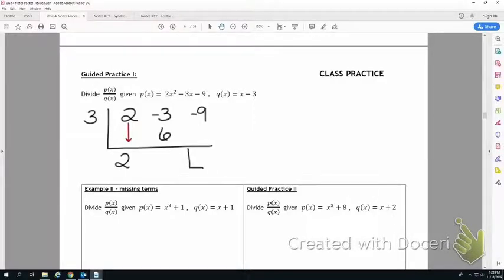Liv, after that? Which is? 3. Okay. Garrett, after that, 3 times 3 is? 9. And then what? And then negative 9 plus 9. Is? 0. Okay. So, Lyndon, what is my quotient, or what's my answer here? I think it's 2x plus 3. It is 2x plus 3. That's excellent. Thank you.